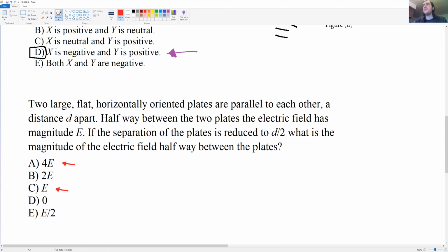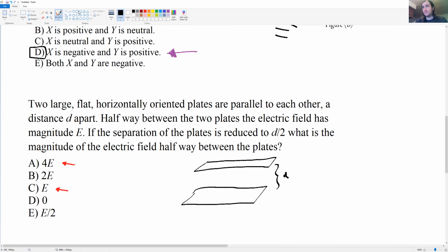So the first thing that we should do is we should draw ourselves a picture. So to get a picture here, we have these 2 parallel plates, and they're flat, they're horizontally oriented, and they're parallel. And there's a distance d between them. And it tells us that there's some kind of electric field here. I'll draw it in the downward direction. So maybe this plate is positive and this one is negative.